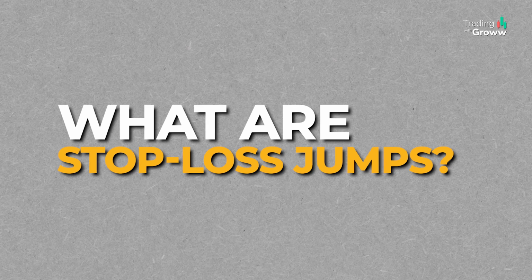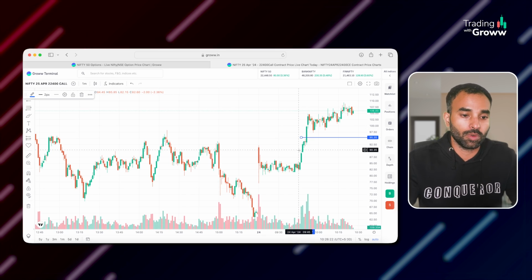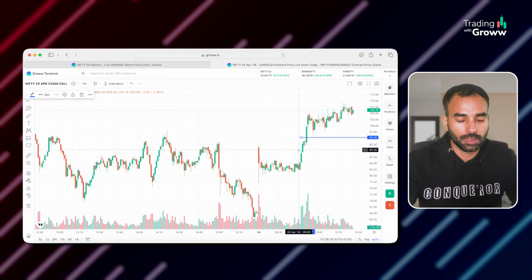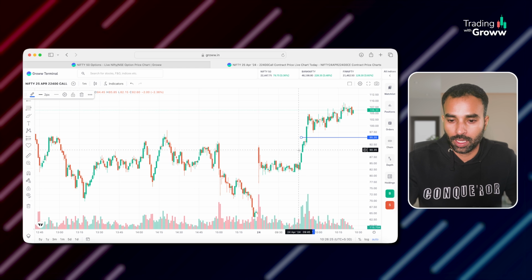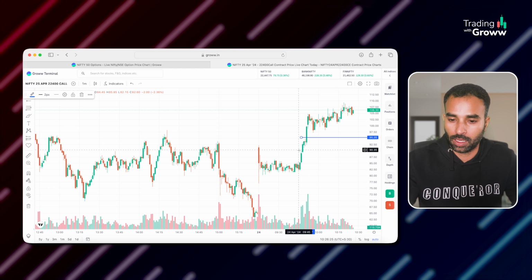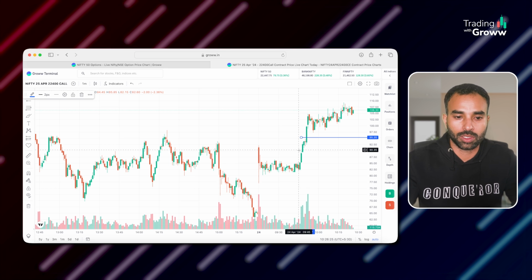First, we'll understand what a stop loss jump means. The current chart that you are seeing is the 22,400 call option strike for Nifty. Say we have shorted this specific strike somewhere around this level. You have shorted around 85 levels and kept the stop loss around 95, so you have kept 10 rupees as stop loss.